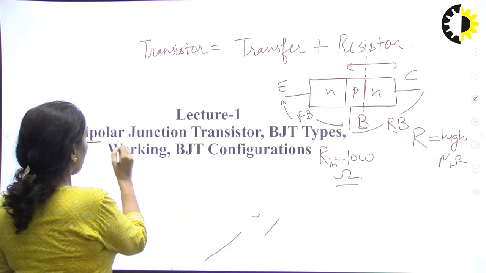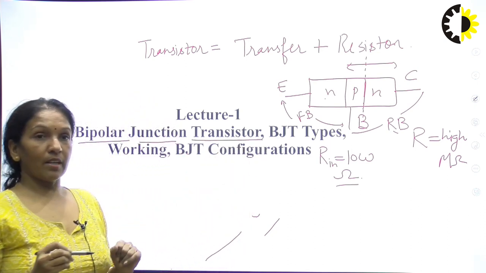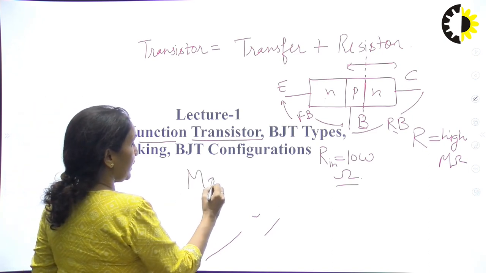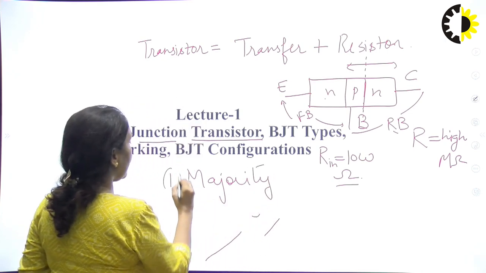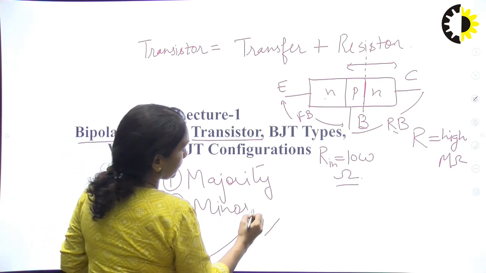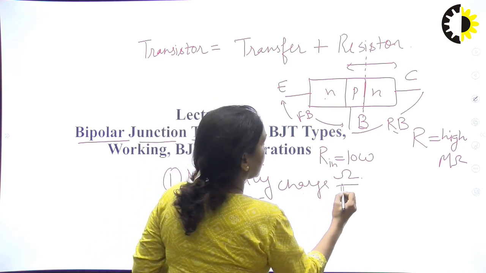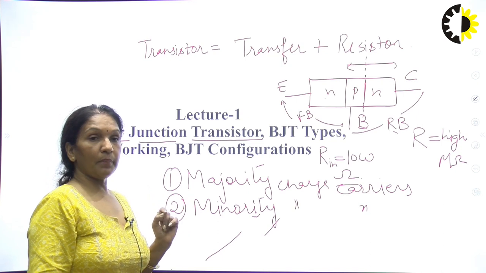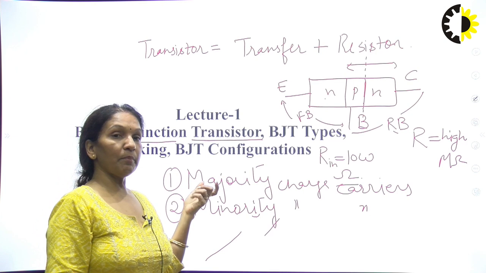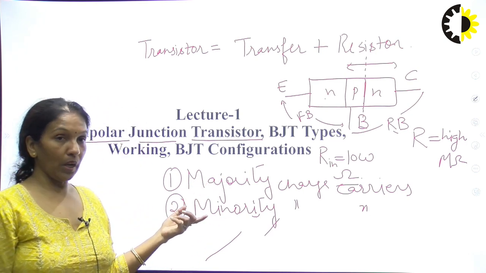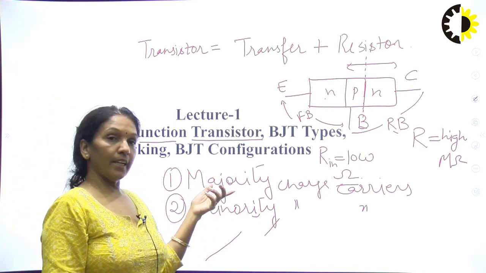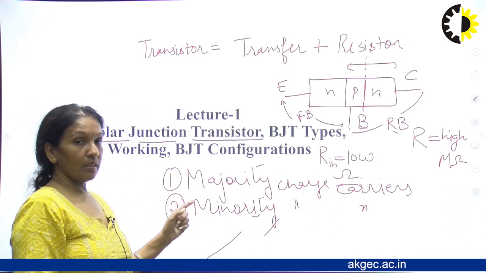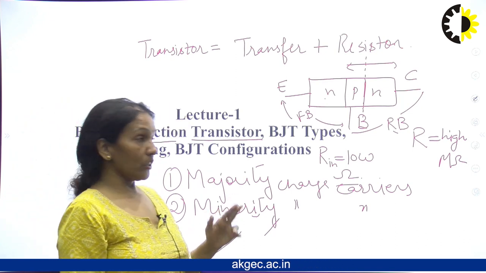Now next, why do we call it a bipolar junction transistor? We call it bipolar junction transistor because the current conduction in the transistor takes place due to two types of charge carriers, that is majority charge carriers and second, minority charge carriers. There are two types of BJT, NPN and PNP. If we are using an NPN transistor, then majority charge carriers will be electrons and minority charge carriers will be holes. And if you are using a PNP transistor, then majority charge carriers will be holes and minority charge carriers will be electrons. So this is how we categorize our types of transistor, and that is why we call it a transistor and a bipolar junction transistor.